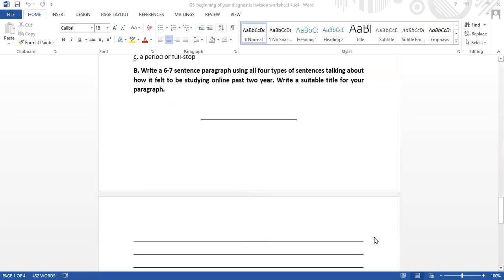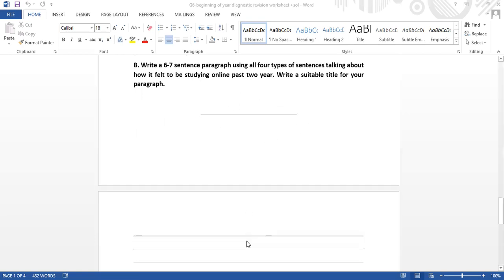Now for this part, part B, you have it as homework. You have to write a 6 to 7 sentence paragraph using all 4 types of sentences, talking about how it felt to be studying online the past 2 years. Write a suitable title for your paragraph. So you see this small line at the middle, you write your title here, and then you have these lines.